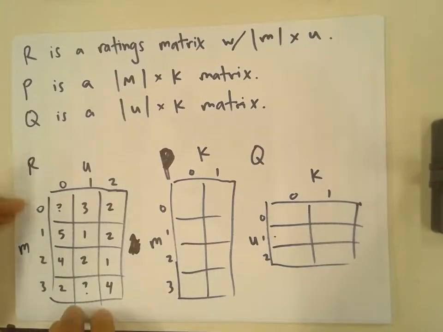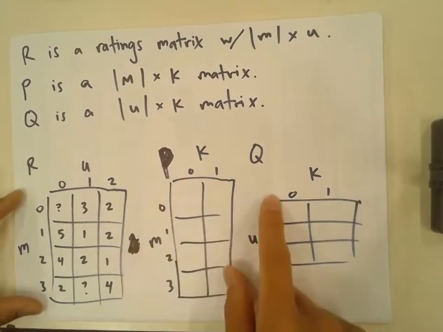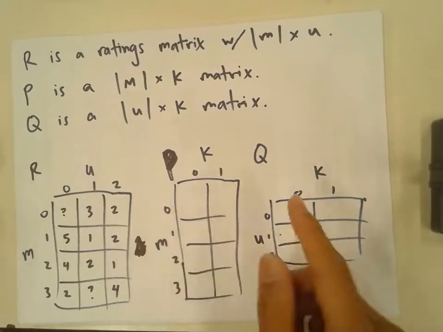What we're trying to do is take this matrix and reduce its dimensionality by factorizing the matrix and coming up with a P and a Q. The problem here is, how do you come up with a P and a Q?